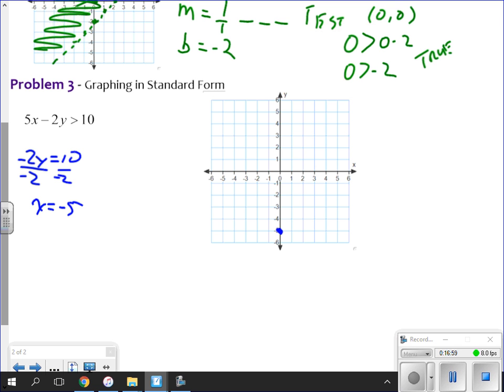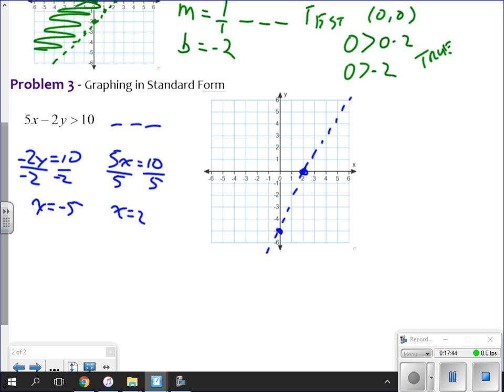And then I do the same thing with my X's. Cover up the negative 2. I get 5x equals 10. Don't worry about the inequality when you're finding the points. Okay. Cover up the negative 2y, 5x equals 10. Divide by 5, x equals 2. So I have a point on 2. Solid or dashed? Dashed line. It's not or equal to. I have a dashed line.